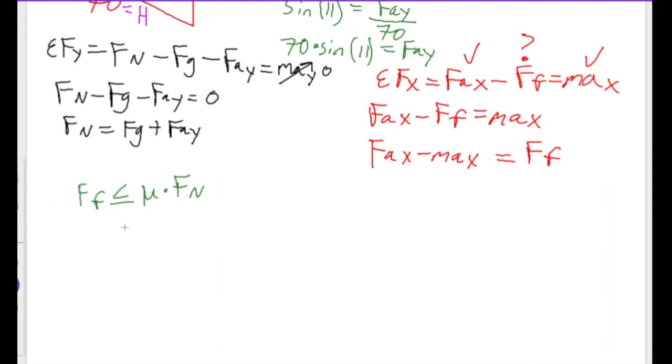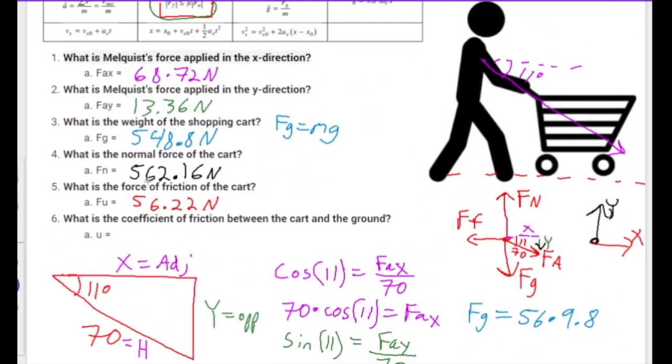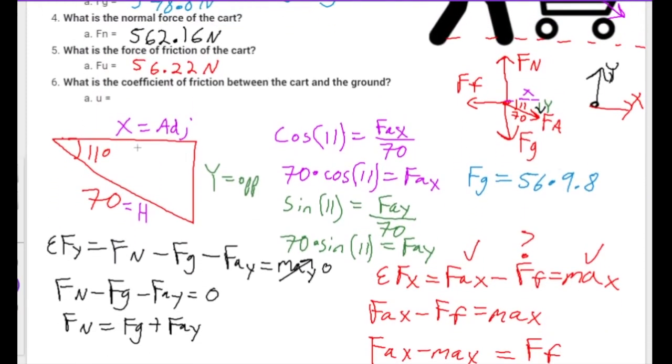So to solve for the coefficient, I'm going to divide force normal over to the other side. So I get mu is equal to force friction divided by force normal. Force normal, we said earlier, is 562, and force friction is 56. So if we plug both those into our equation, we find out that our mu, or coefficient of friction, should be equal to 0.1.